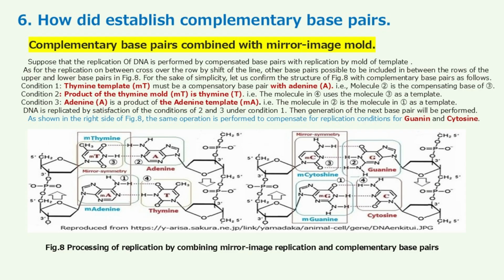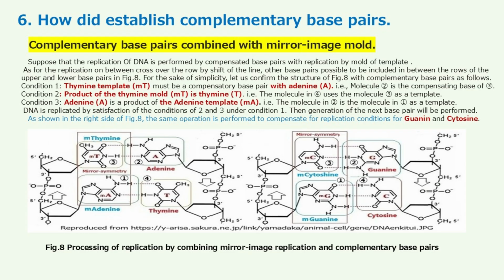For the sake of simplicity, let us confirm the structure of Fig.8 with complementary base pairs as follows. Condition 1. Thymine template MT must be a compensatory base pair with adenine A, i.e., molecule 2 is the compensating base of 3. Condition 2. The product of the thymine mold MT is thymine T, i.e., the molecule in 4 uses the molecule 3 as a template. Condition 3. Adenine A is a product of the adenine template MA, i.e., the molecule in 2 uses the molecule in 1 as a template. DNA is replicated by satisfaction of the conditions of 2 and 3 under condition 1. Then generation of the next base pair will be performed.